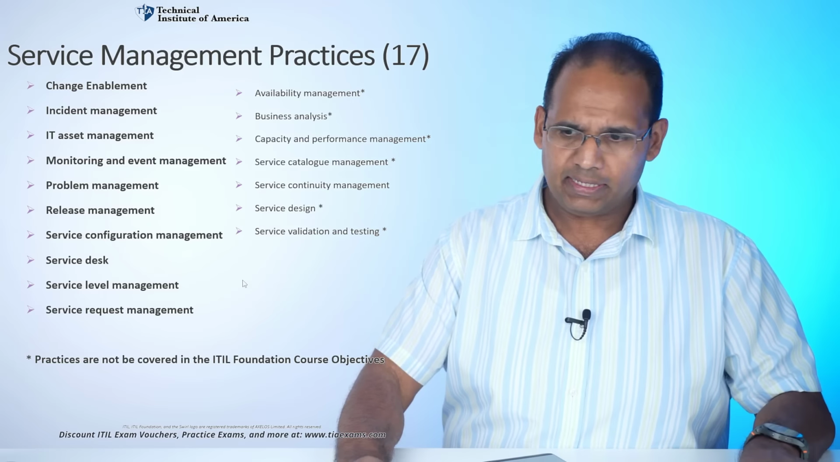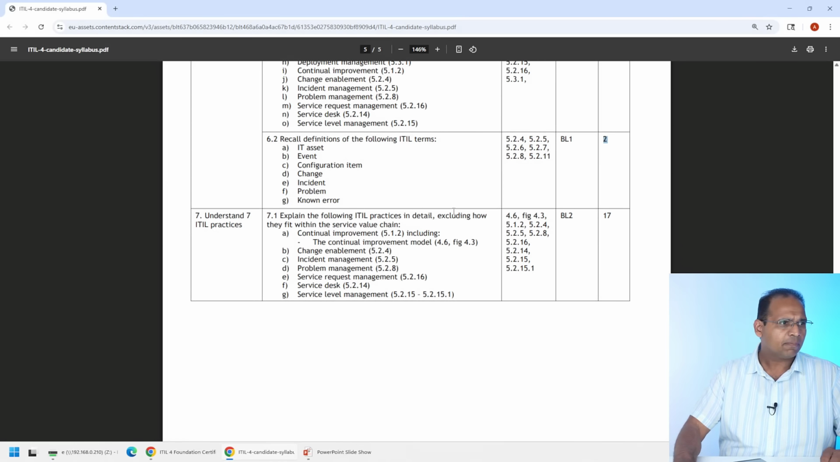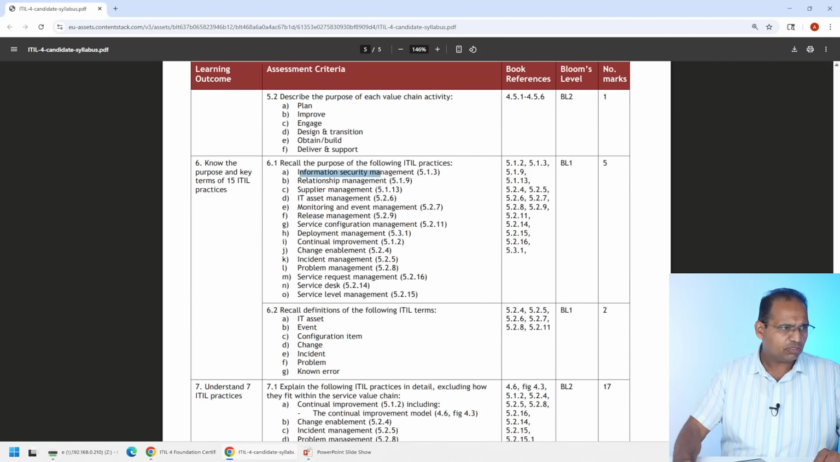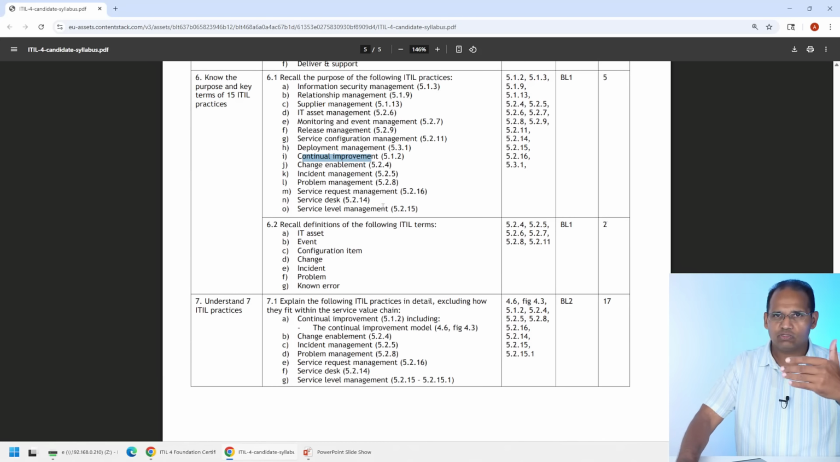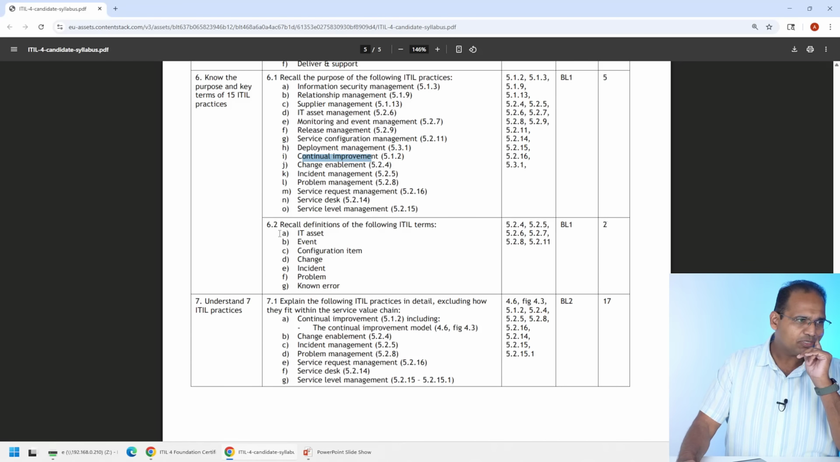For that, I want to go back to the exam objectives, because this is important. Looking at the exam objectives, we just covered information security, relationship, and supplier management. We covered supplier management and continual improvement. I want to point out that as I get into these practices, there are some terms and definitions we have to cover. Notice there are going to be 2 questions on memorizing the definitions of these terms. We only did continual improvement, but I covered the improvement model already. That's the 7-step model we looked at earlier. The rest of this, we will now go into.